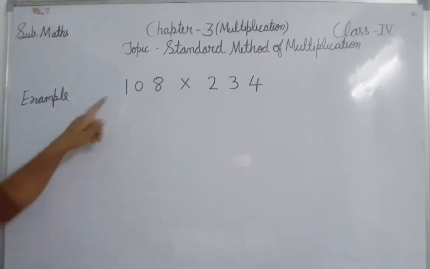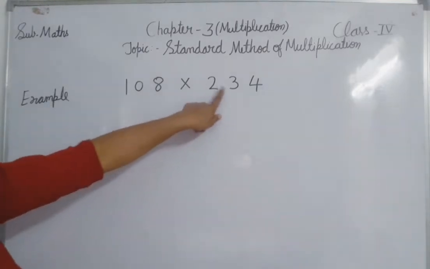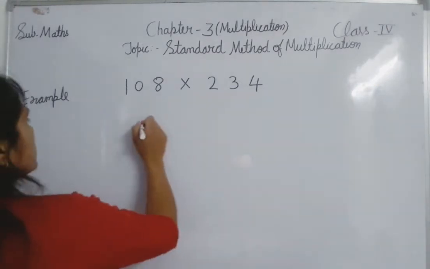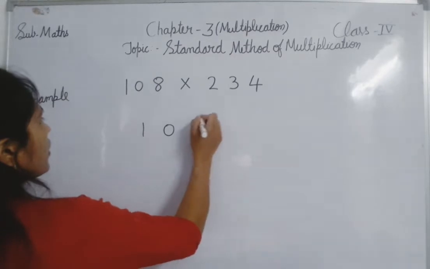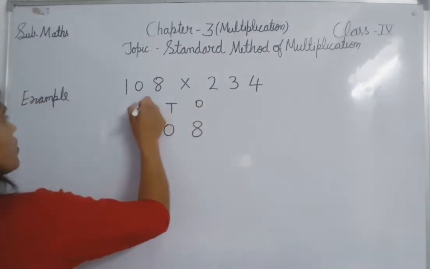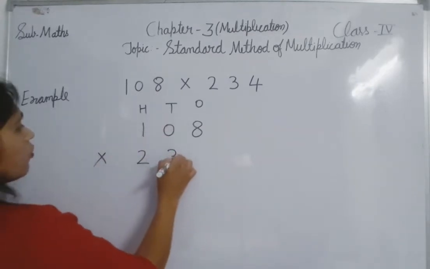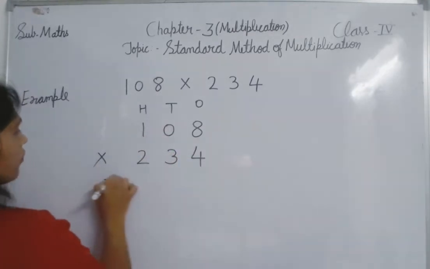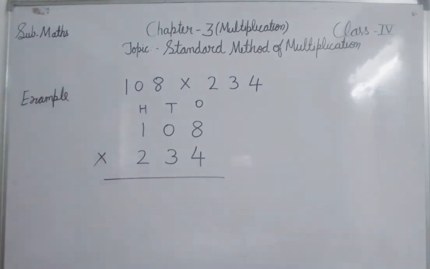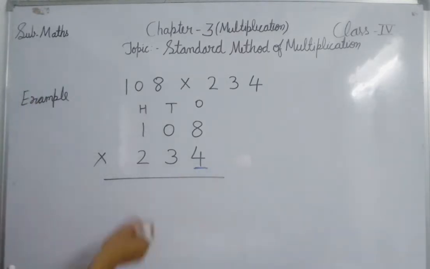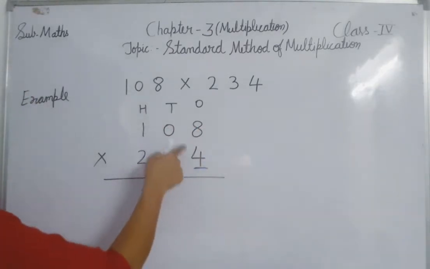So our problem is 108 multiplied by 234. Okay. So now what is the first step? We have to write their houses or their places wise. So 108 I am writing ones, tens, 100. Then multiplication sign, then 234. And now let's start. So first, what is on ones place? 4. So we'll multiply 4 first with ones, then tens, then 100.